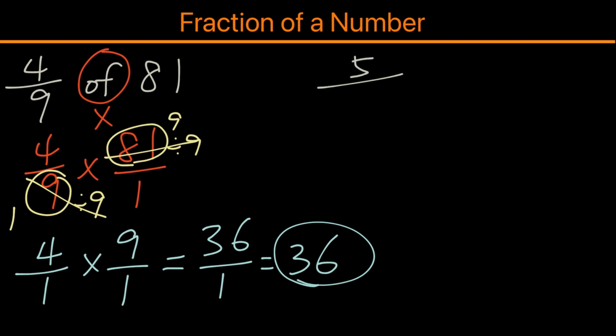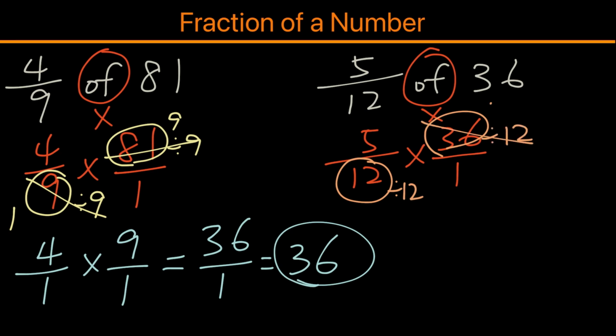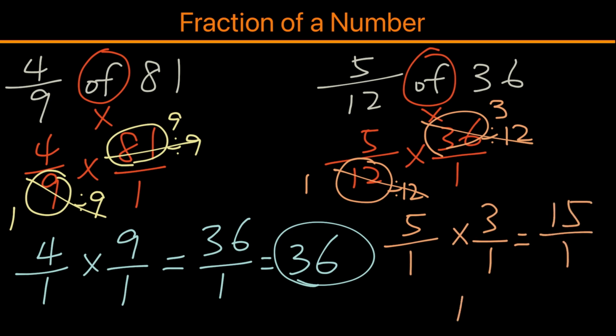Now what about this one? Changing "of" to multiplication, 5/12 times 36/1. 36 and 12 could be simplified before we multiply. They are both divisible by 12. This becomes 3 and this becomes 1. If we rewrite this, 5 times 3 is 15, and our answer is 15.